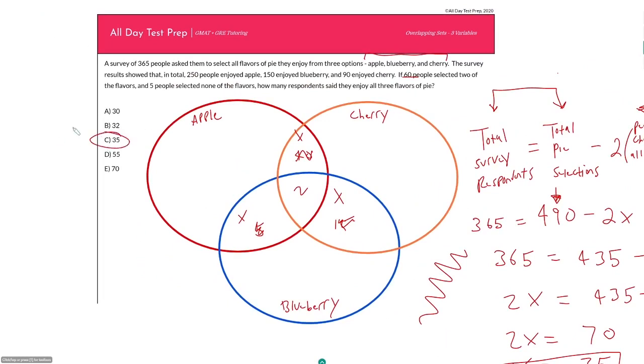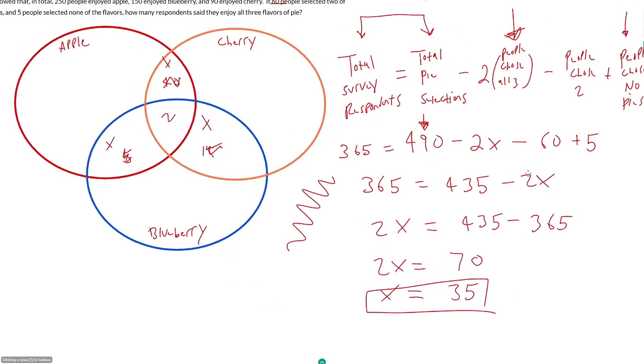C. So those are three variable level sets. Remember, they are not super common, but if they do show up, if you can do one or two of them, you should be able to do pretty much all of them. So I like these. On to the next set of videos.